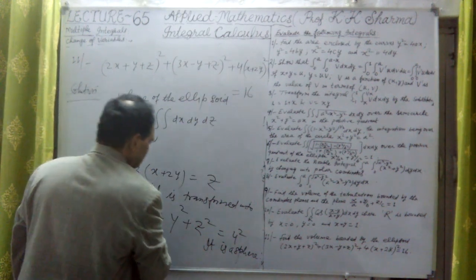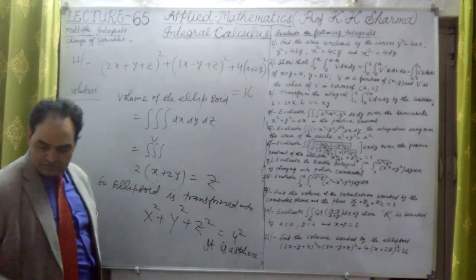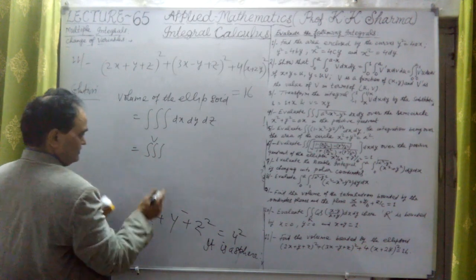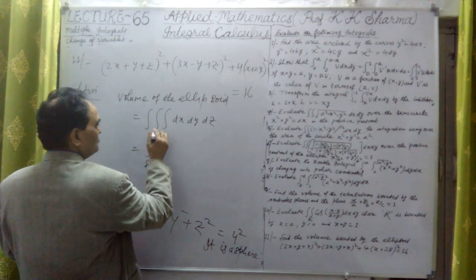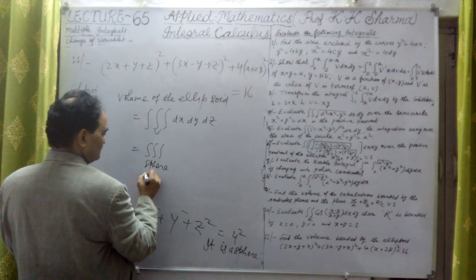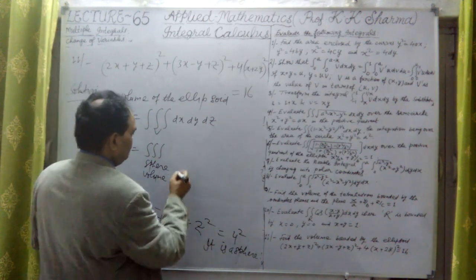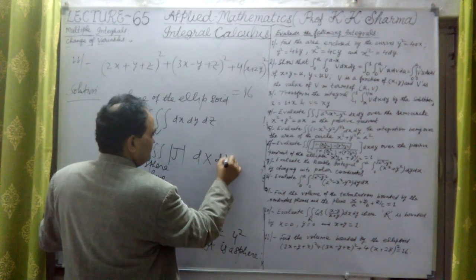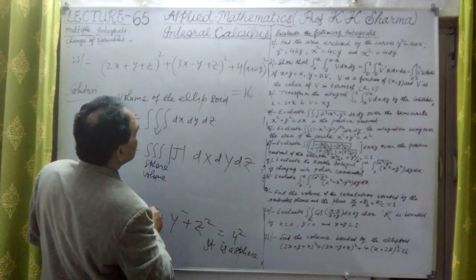Okay, so this can be written as a sphere, which is converted into a sphere. This is a sphere, the volume of the sphere here. This volume of the ellipsoid is converted into the volume of the sphere. This can be written as J into capital dX dY dZ. This value is to be calculated from the given value.